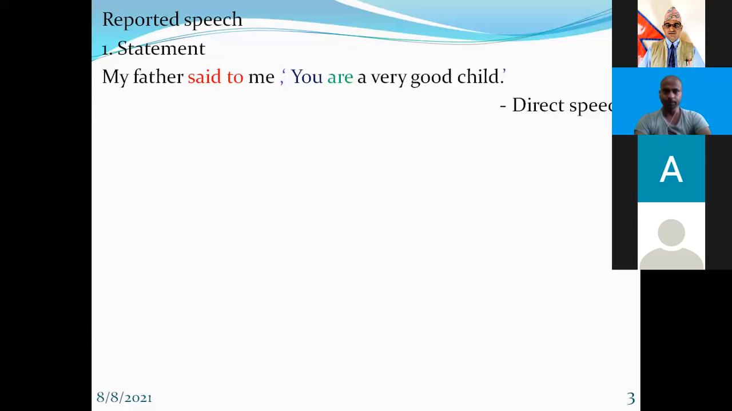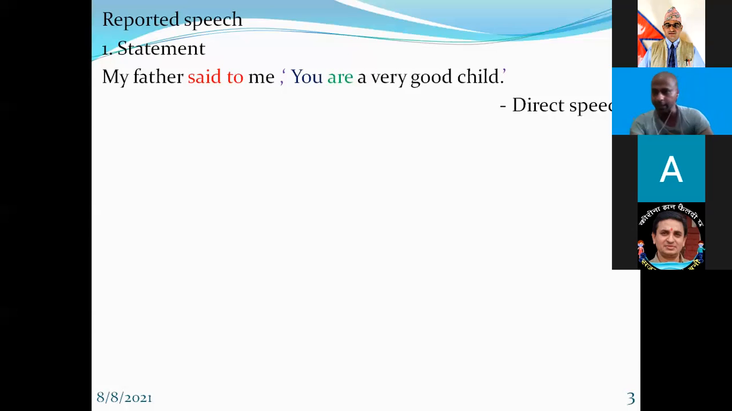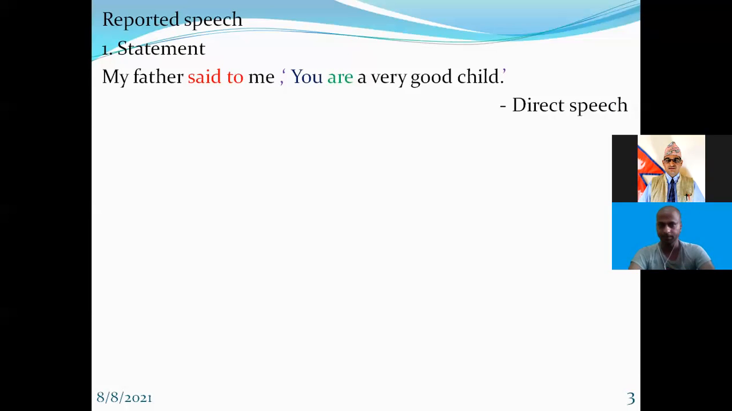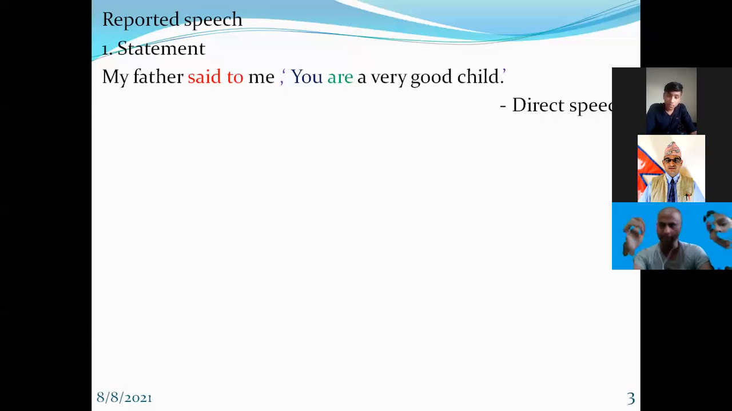So you can see some words which are not in black. Said to, you and are, they are somehow different from others. This is direct speech. We have to change it into indirect speech. Can any one of you tell me what is its indirect speech? Yes, sir. Yeah, please tell your answer. Father told me that I am a very good child.